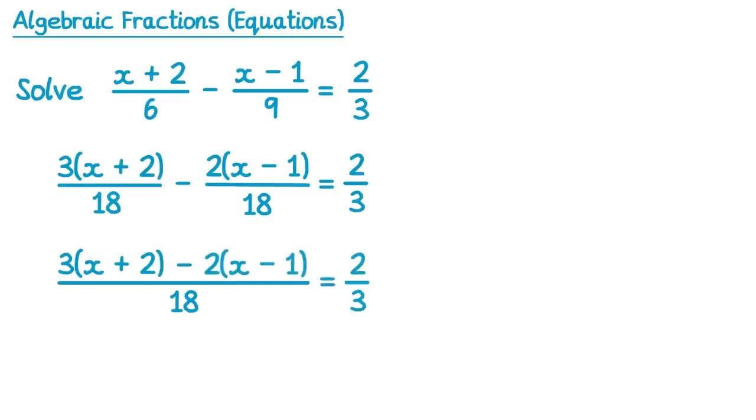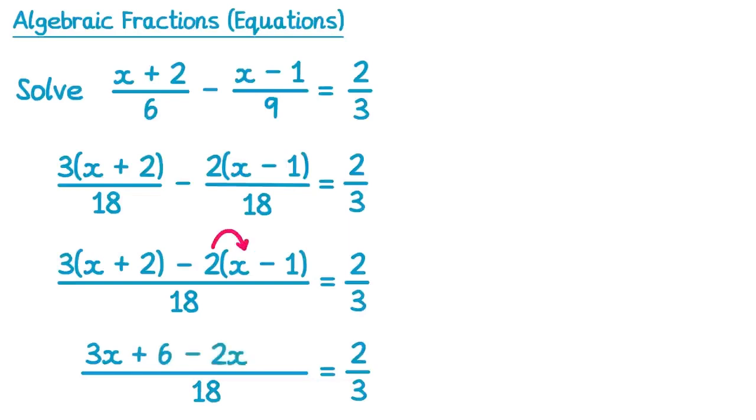Then as we did before, we're going to expand those brackets. So we'll write the over 18 and the 2/3 down, and then expand these brackets. We've got 3 lots of x, that's 3x. 3 lots of positive 2, that's plus 6. Then we have negative 2 times x, that's negative 2x. And you have to be really careful on this one, this is a really common mistake.